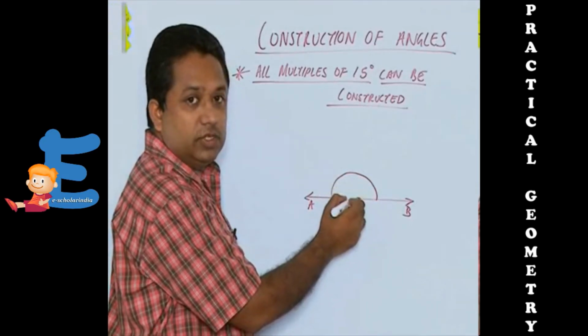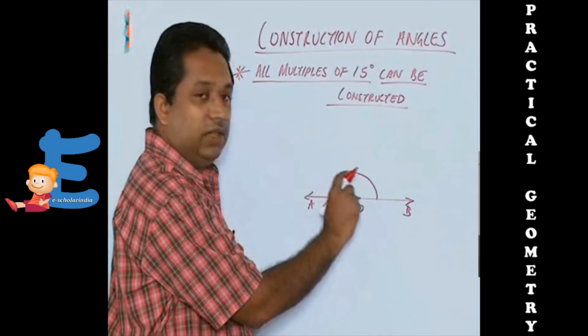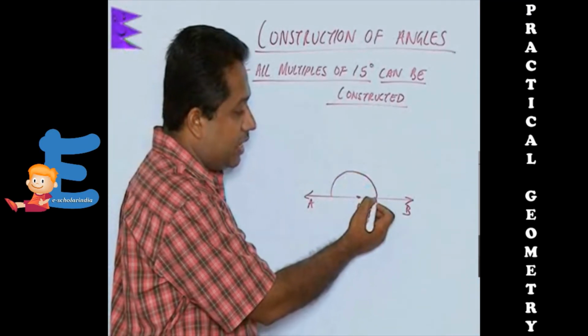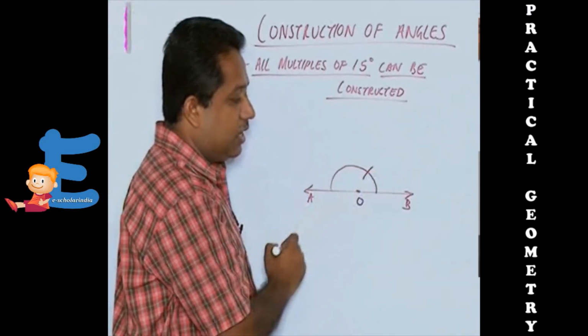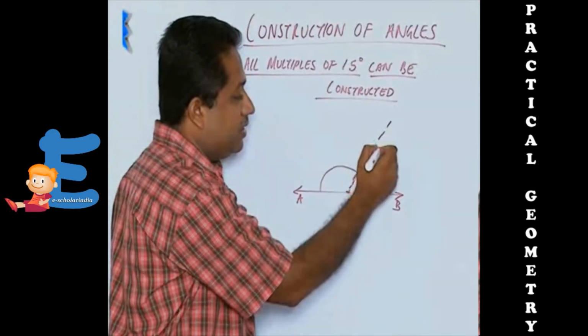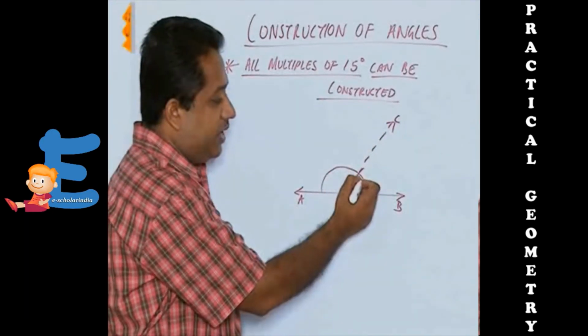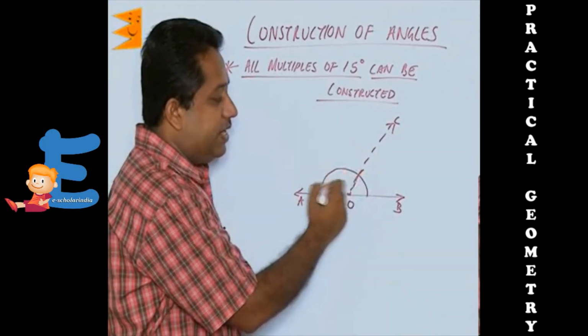Without changing the radius, this is important, you should not change the radius. Whatever radius you have taken to draw this arc, the same radius should be maintained, and from this point, cut an arc here. This point will be joined to O and this will be 60 degrees. Now once we get 60 degrees, 120 is easy.